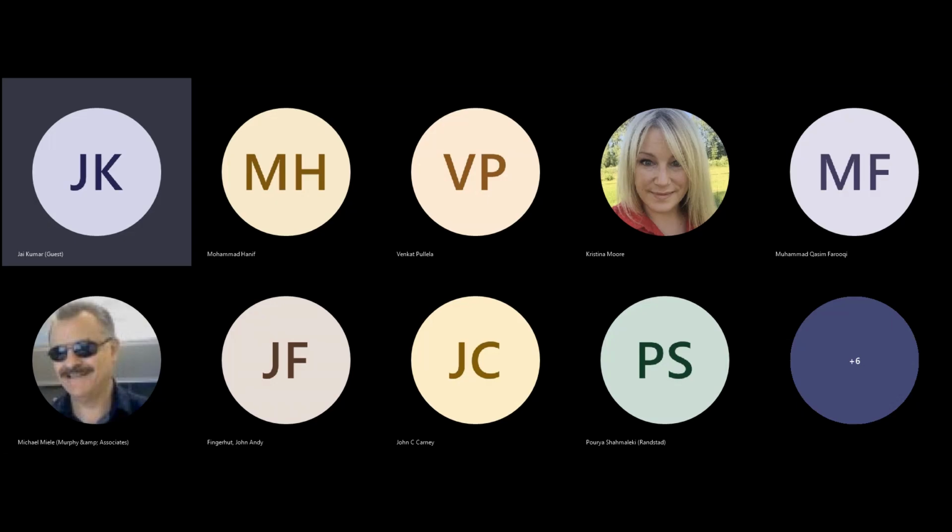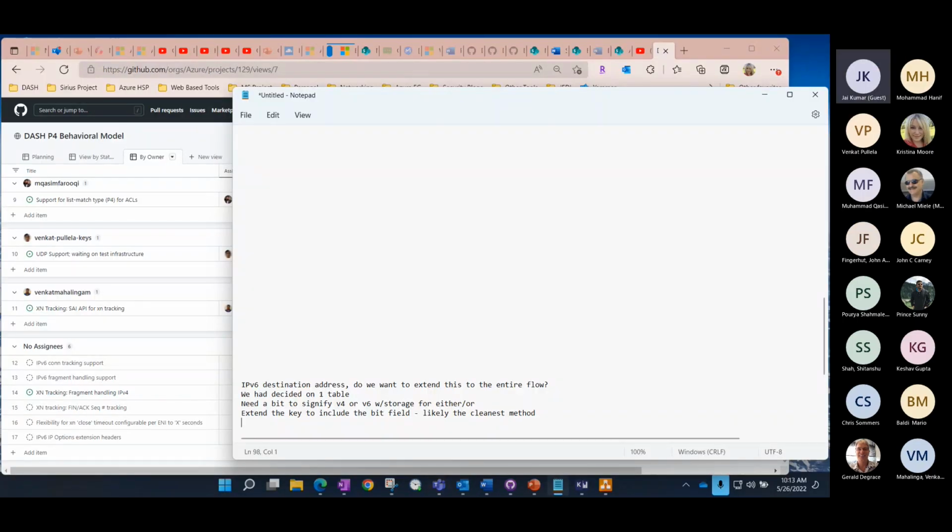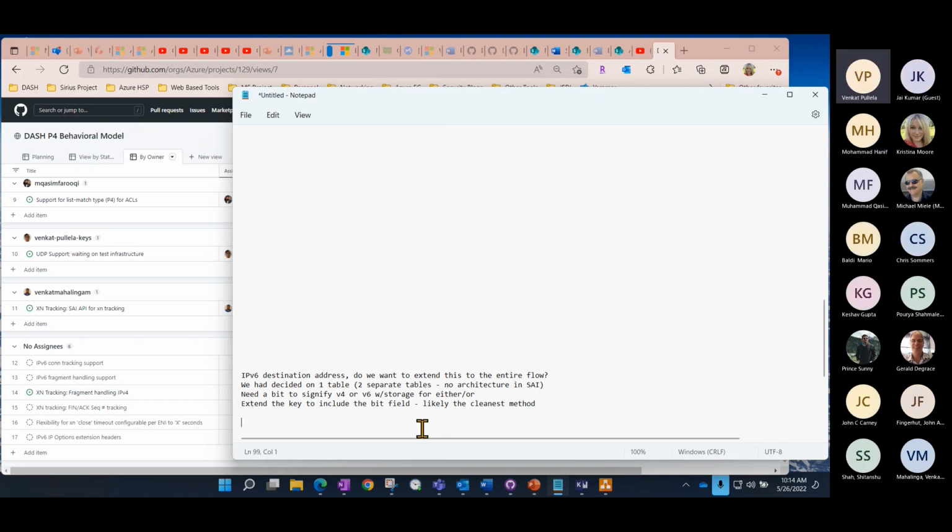Having two separate tables, and then they have v4 or v6 specific APIs. But we don't have that architecture inside, and we wanted to keep it consistent in Dash. But then the challenge is how do you do the lookup? For lookup, we just create a key enumeration extended by the bit, as Hanif was saying. Got it. That's what I understood. I just wanted to make sure.